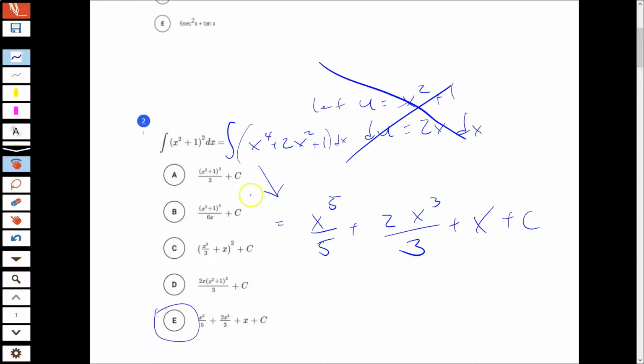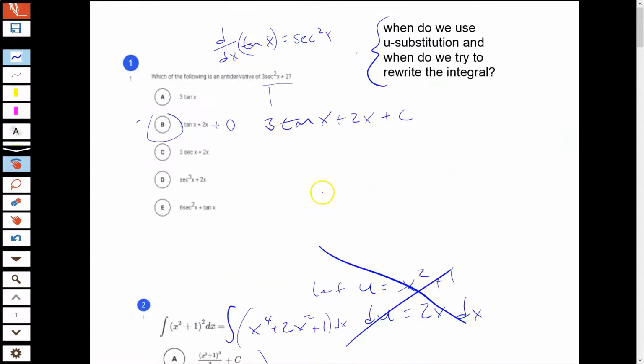If this one had an x outside the parentheses, I'd want to use a u substitution, but it did not, so I have to rewrite it to use one of my derivative rules. So the answer to this question is we use u substitution when we can find a du in the integrand here. If we can't find that du, we have to try some other strategy.